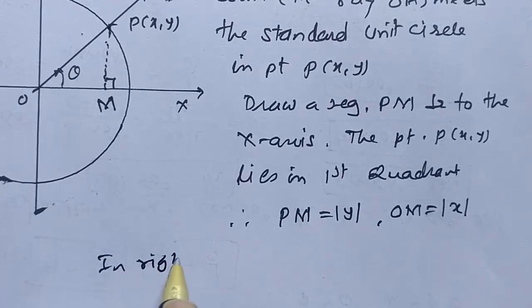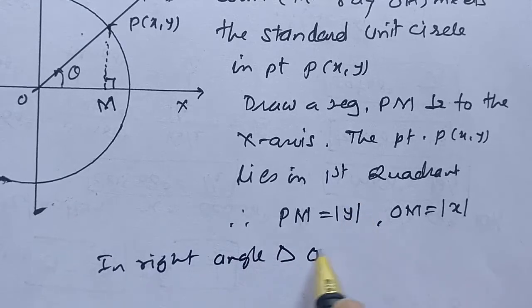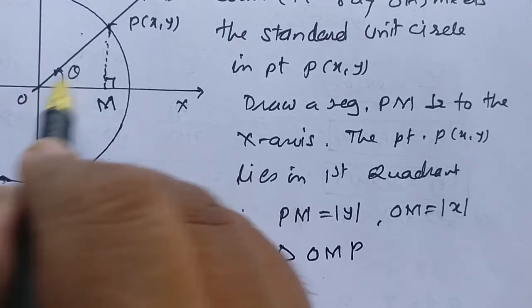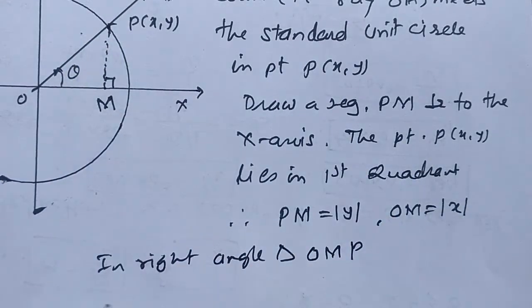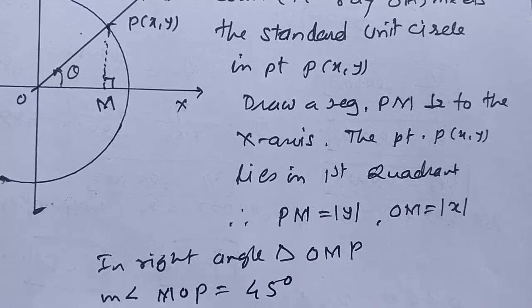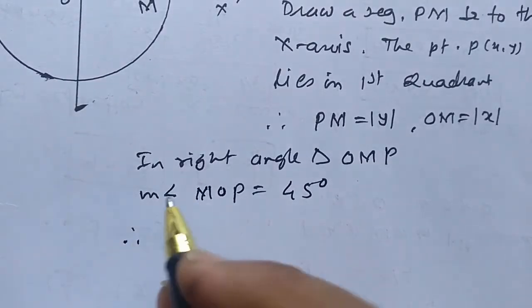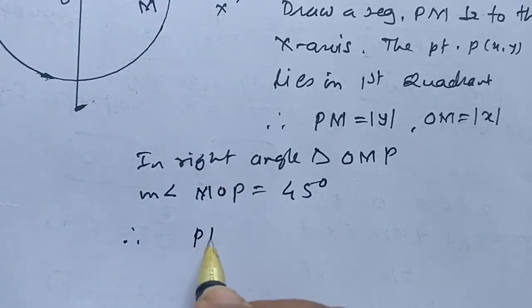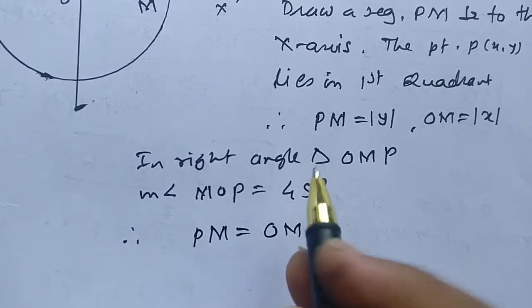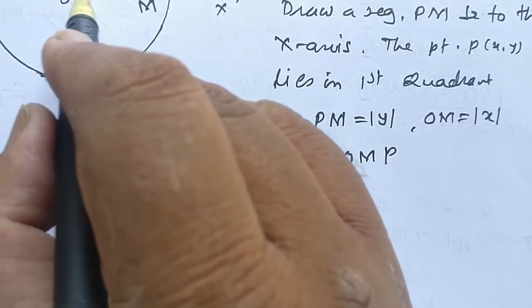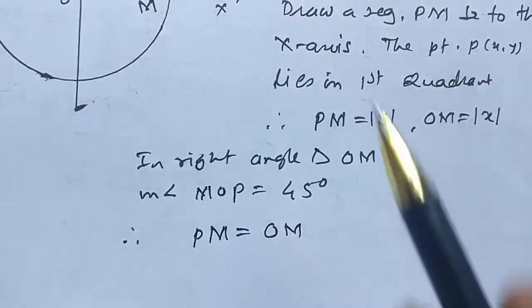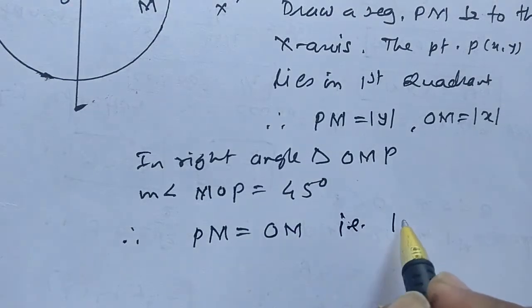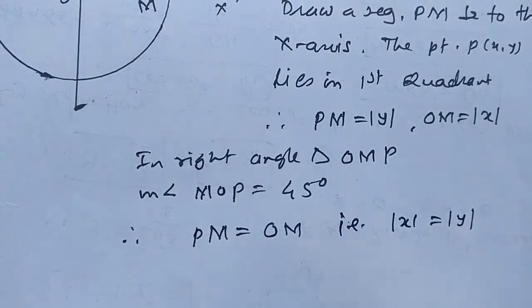In right angle triangle OMP, this is a right angle triangle, measure of angle MOP is equal to 45 degree. Therefore, PM is equal to OM. It is an isosceles triangle. Two sides are same. That is, modulus of x is equal to modulus of y.